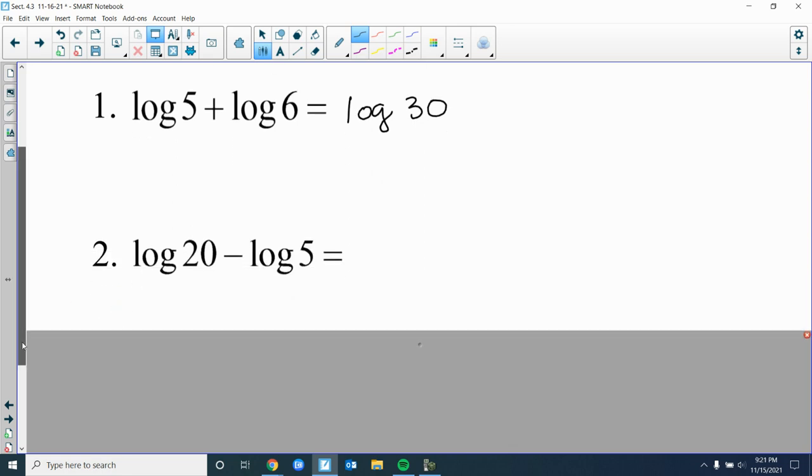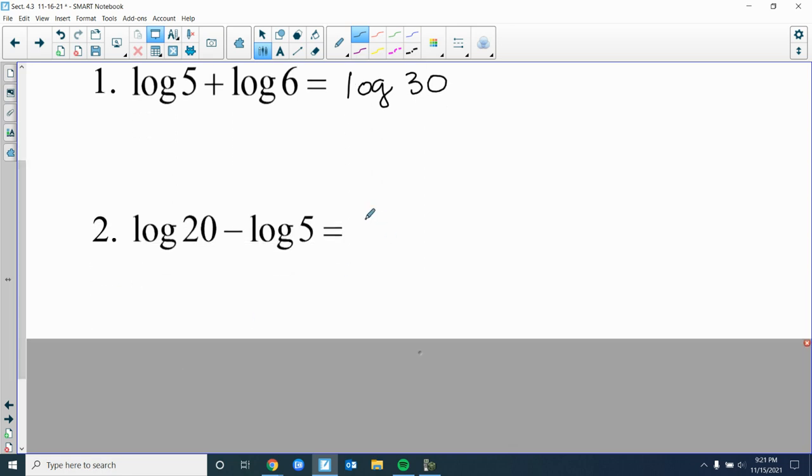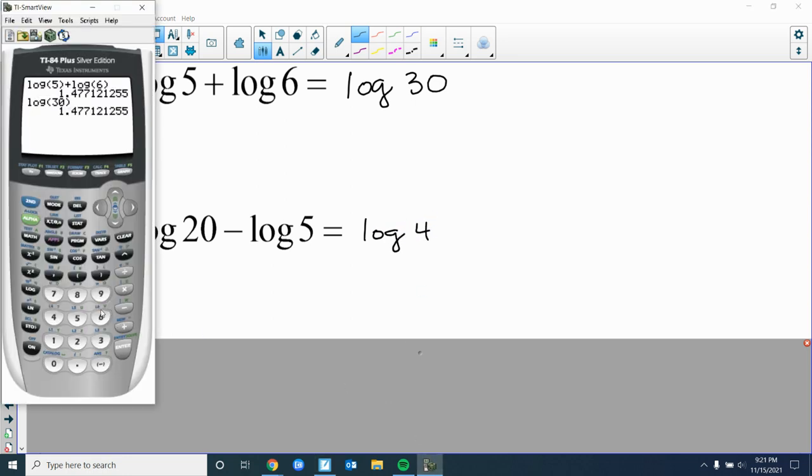For the second one here, log of 20 minus log of 5, what do you think that will be? That is going to be the log of 4. You divide. So if I take log of 20 minus log of 5, I'll get a decimal that is equivalent to log of 4.